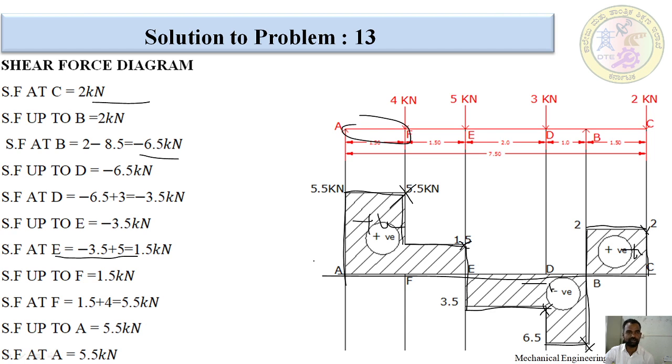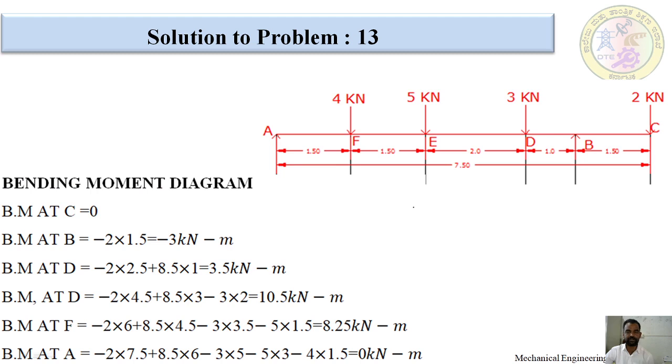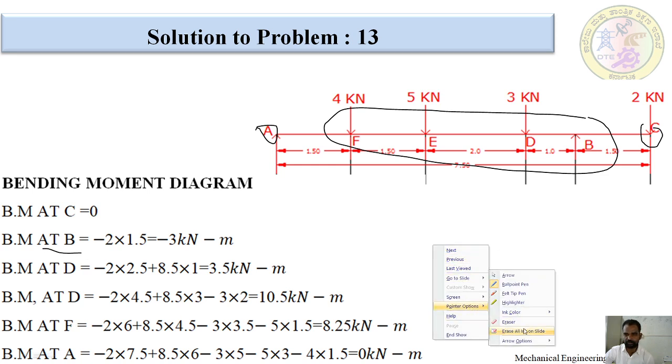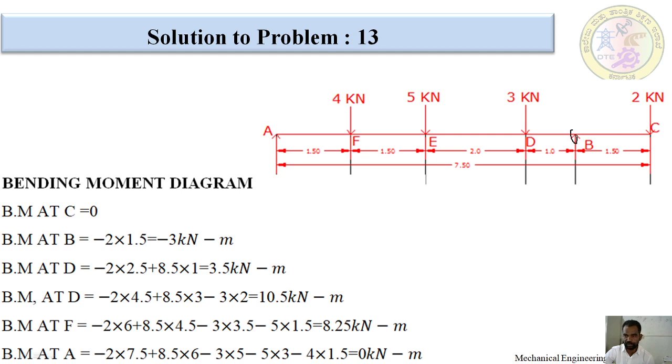Okay, next slide we are going to move with the bending moment calculation. This is the bending moment calculation problem they have given. At A is always 0, at C is always 0. We are only calculating between the end points, both end points. At B how much do we have? I am going to erase these things for proper understanding. At B point I am going to calculate.